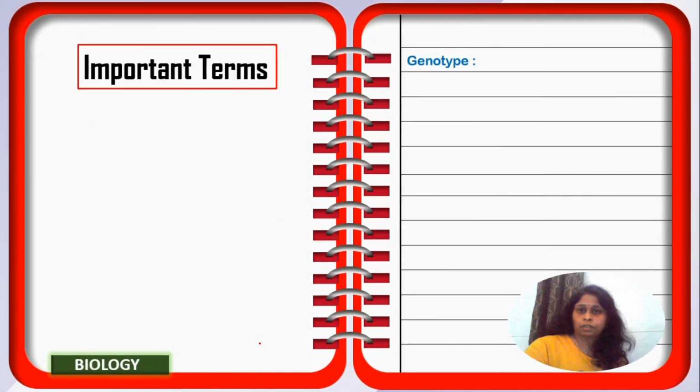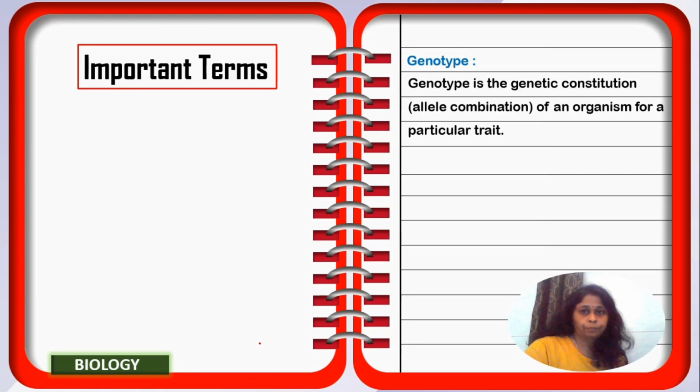Now let us understand what a genotype is. One of the most common terms used in genetics is genotype. Now what is a genotype? Genotype is the genetic constitution of an organism for a particular trait. Genetic constitution, or in simple words we can say that it is the genetic makeup of an organism, or the allele combination of an organism for a particular trait.